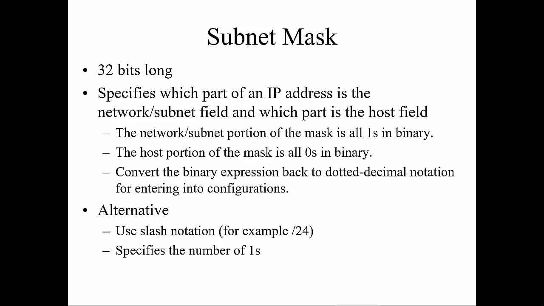Subnets, just like IP addresses, are 32 bits long. They specify which part of the address belongs to the network and which part is going to connect to the hosts. Again, it's either dotted decimal or slash notation for IPv4.